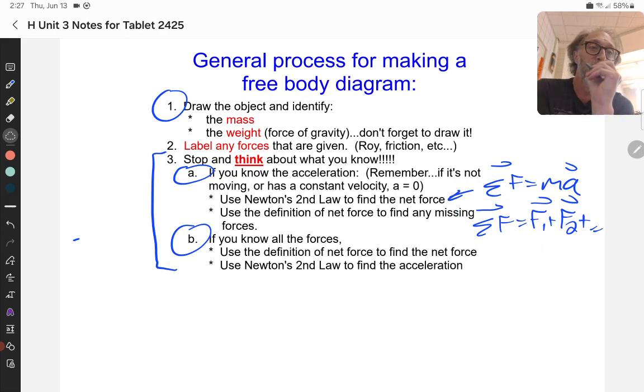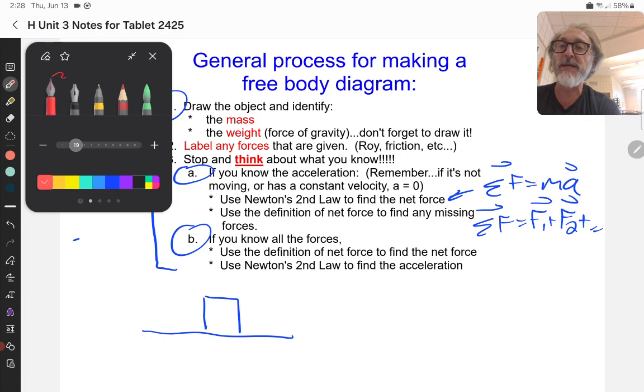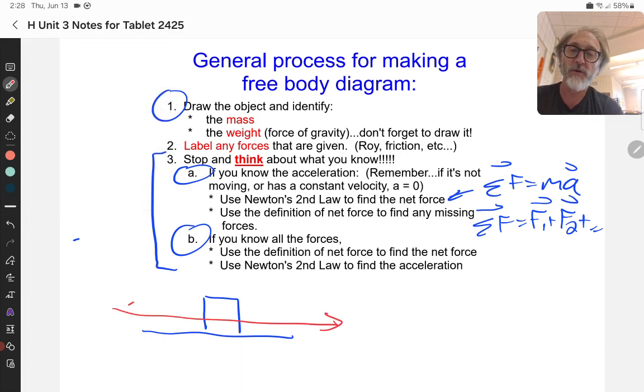Now, one other quick comment. Your object can have motion in two directions, all right? And so because we're just doing linear motion, our motion will always be either horizontal or vertical, all right? So I'm going to introduce one other thing here.